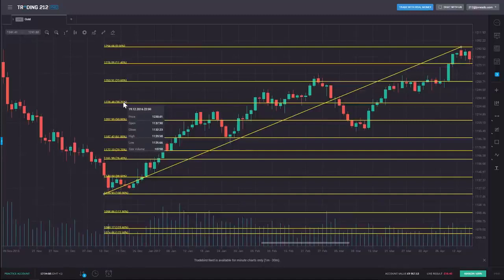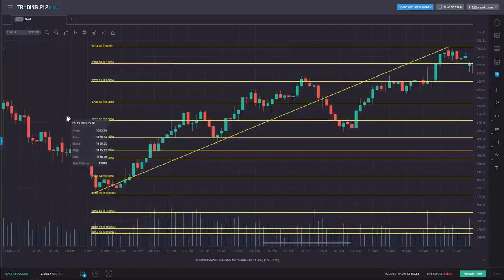Then we've got 12.28.5. That's our 38% retracement. And then the 50% is there at 12.08. And then the 61.8% is there at 11.87. So let's just walk through and see what happens next.